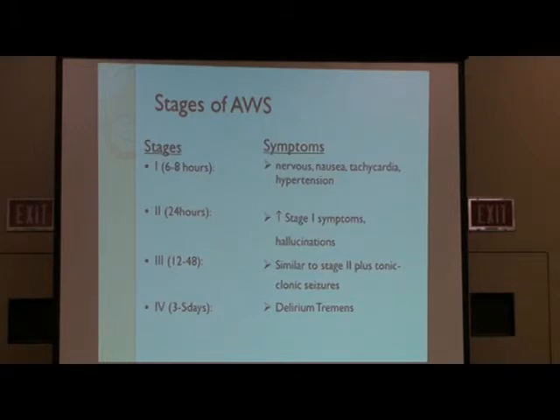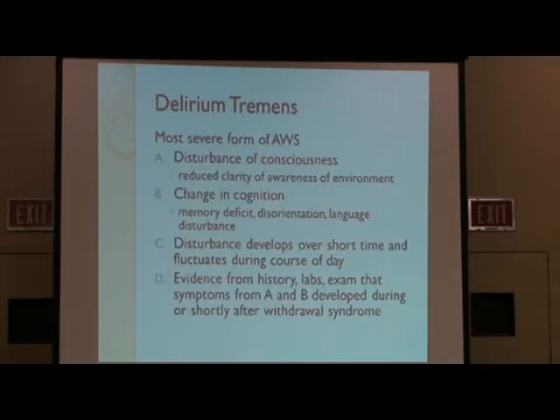Stage 3, again similar to stage 2, can be associated with the emergence of seizures. Most of the time, it's said that patients don't seize within the first 48 hours. However, that certainly is possible. Same thing with delirium tremens. That is generally considered to be 3 to 5 days and beyond. While delirium tremens can occur within the first 48 hours, it's felt not to be typical.